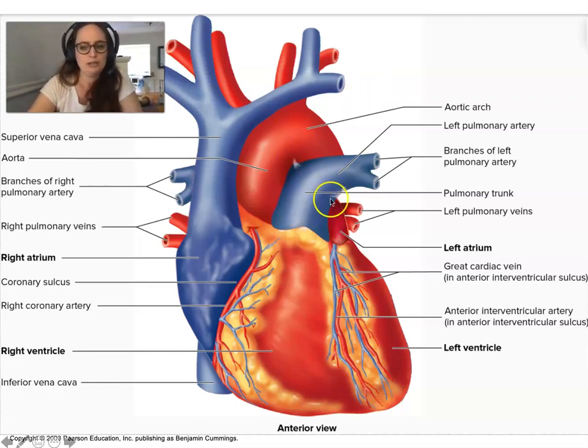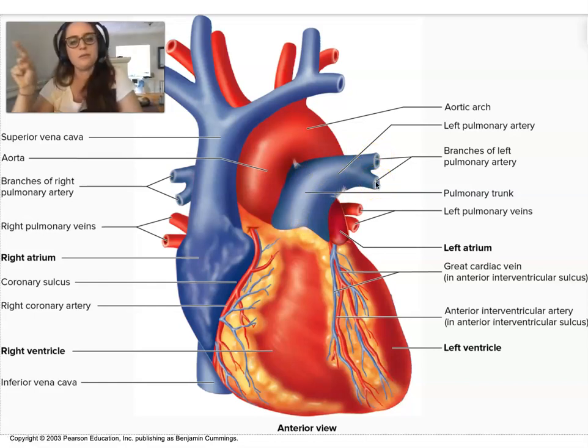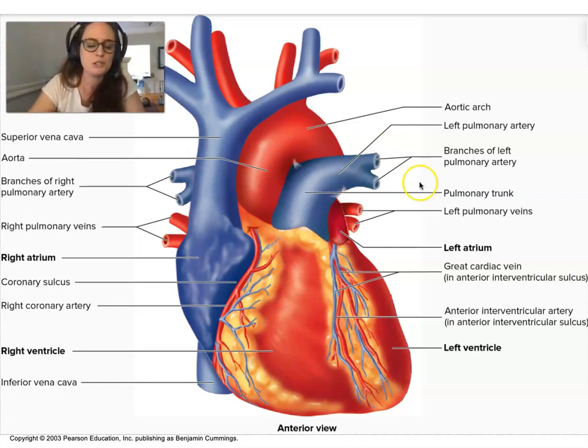Over here is the pulmonary trunk, which gives rise to the pulmonary arteries. Now this is a blue vessel, but it is taking blood away from the heart. That makes it an artery. So you can't trust red and blue, especially in the great vessels, to tell you if it's an artery or vein. You have to understand the anatomy.